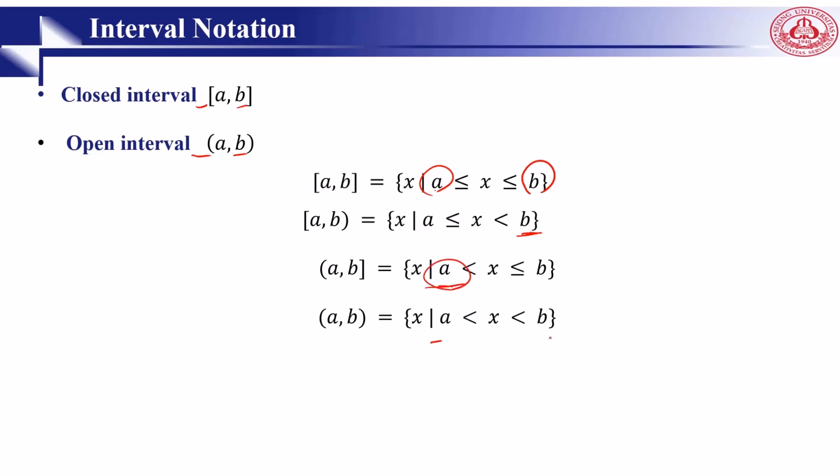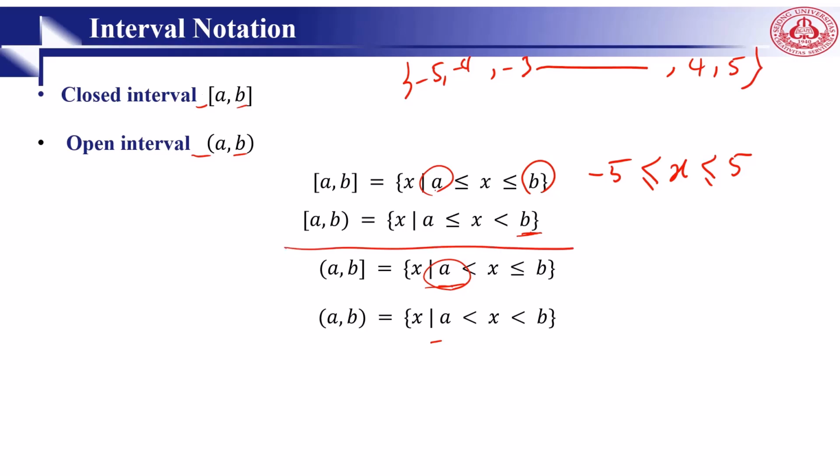Then here a and b is not included. For example, when I say x less than or equal to 5, minus 5 and 5 are included, both of them. It means it will be minus 5, minus 4, minus 3, and so on up to 4 and 5. But in this case, this is written as minus 5 and 5.